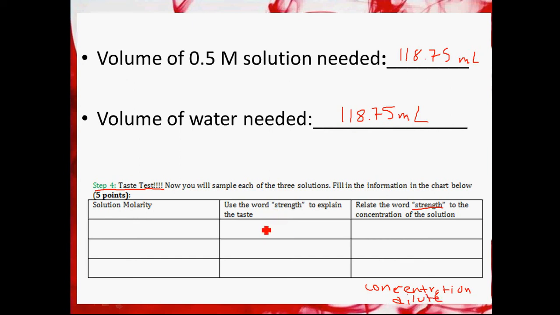You could say this is very sweet or not sweet, depending on when you taste test it. And then this will be your 1 molar, the one that you start with. This will be 0.5 molar, and then this will be your 0.25 molar solution. And then you'll just insert your descriptions here in these blanks.